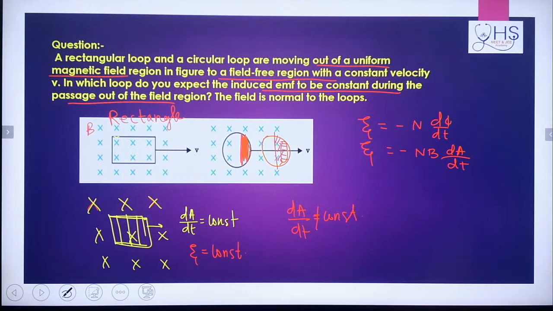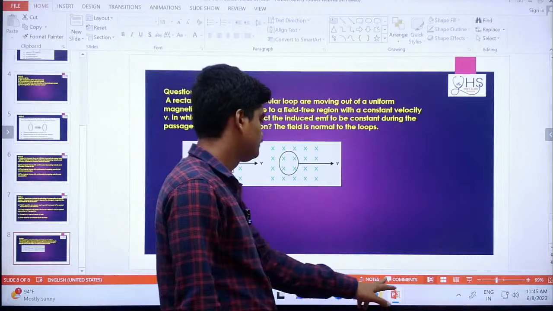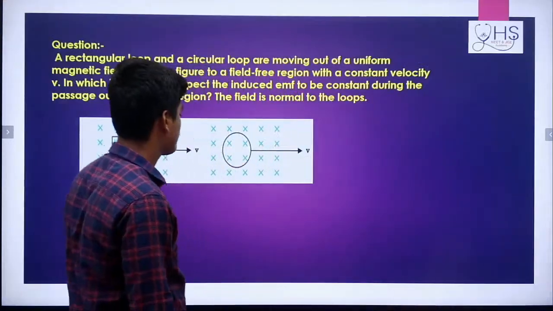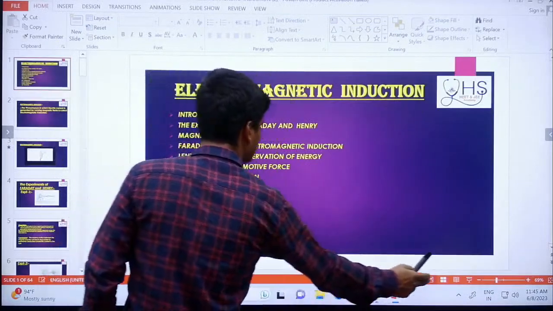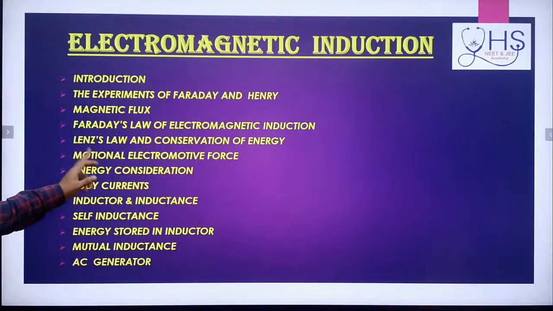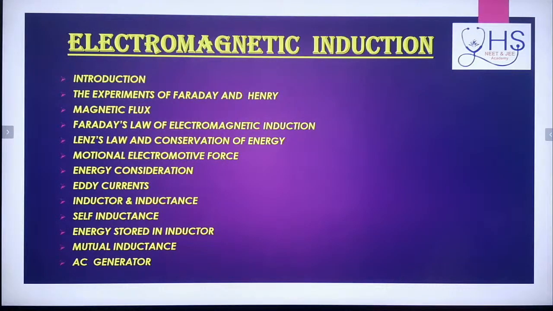Now next, move to motional electromotive force. Okay, so what is that one? We'll see motional electromotive force, the induced EMF due to a moving conductor. Okay, so we'll understand what is motional electromotive force. After that, we'll go to some energy, like power and current calculation. So try to understand this.